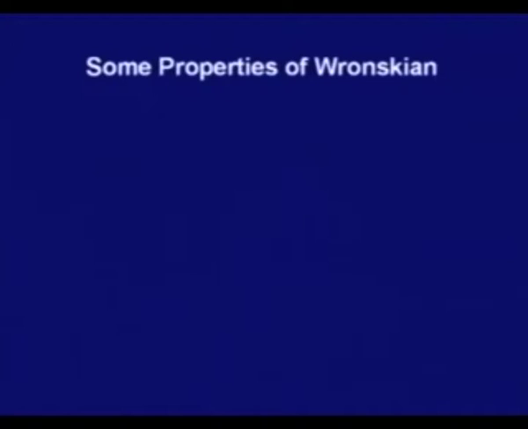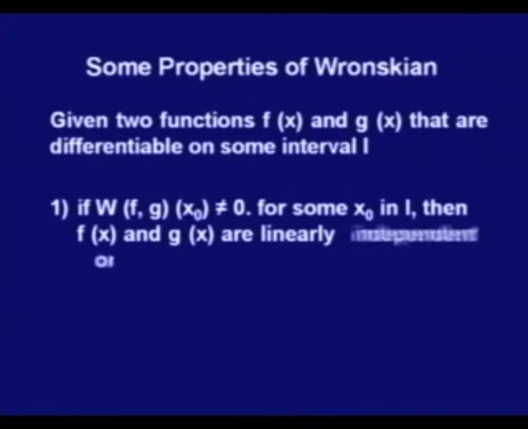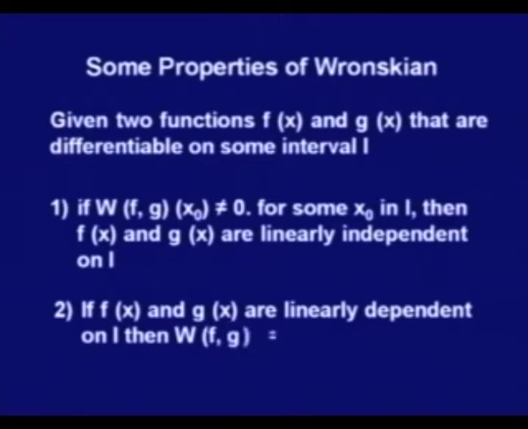Some more properties of this Wronskian. Given two functions f(x) and g(x) that are differentiable on some interval I, if the Wronskian of f and g at some point x naught in I is not 0, then we say that f(x) and g(x) are linearly independent on I. Moreover, if f(x) and g(x) are linearly dependent on I, then the Wronskian of f and g would be 0 for all x in I. So, we see that if they are linearly dependent, we get the Wronskian of f and g to be 0 for all x, and if they are linearly independent, I can find some x naught where it is not 0.